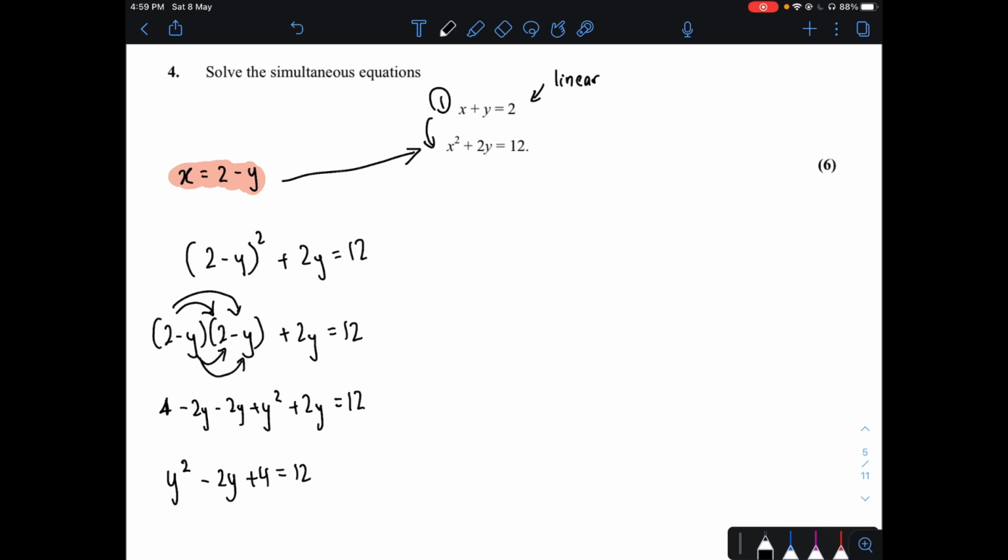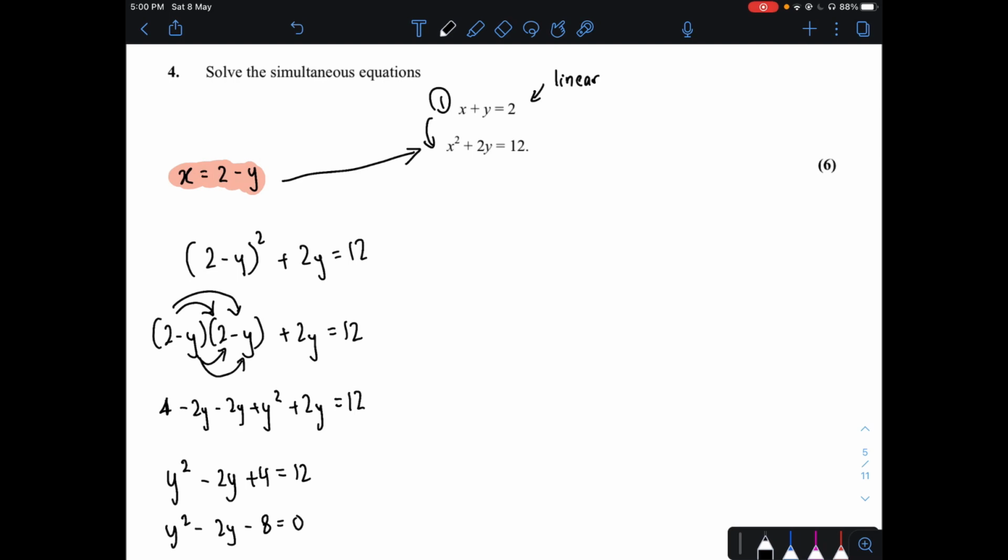Move the 12 to the other side. y squared minus 2y minus 8 equals 0. And then it's a matter of factorization. So now we need to think of all the possibilities. You can get minus 8 when you multiply two numbers, and when you add them, you get minus 2.